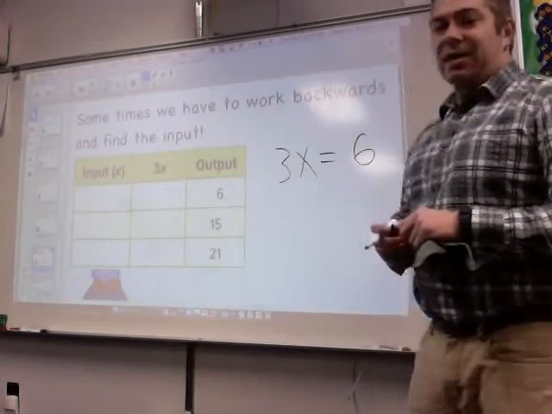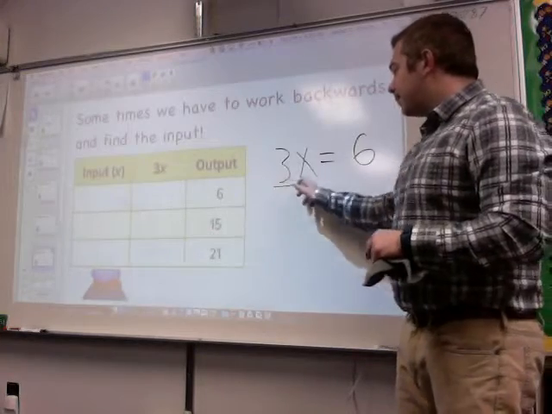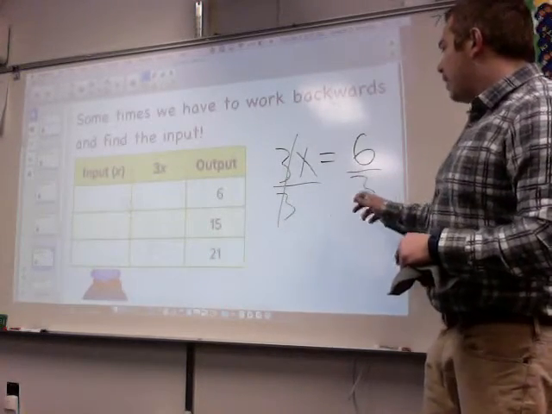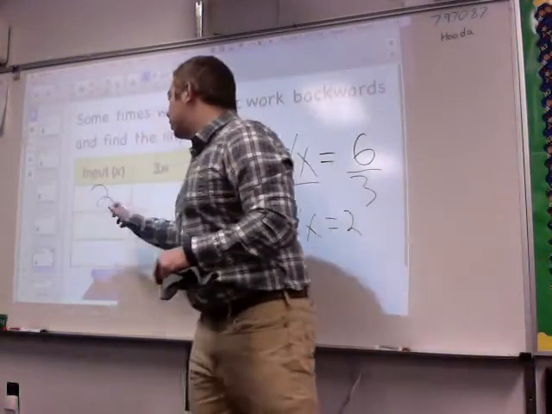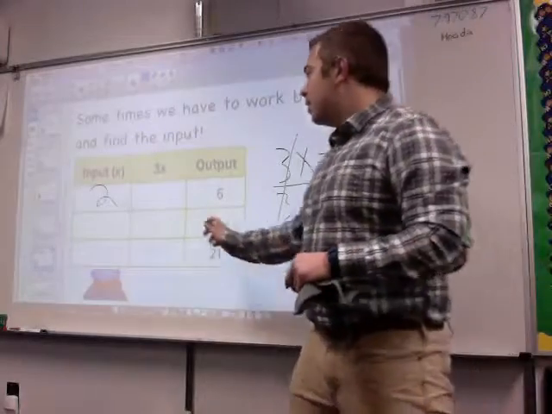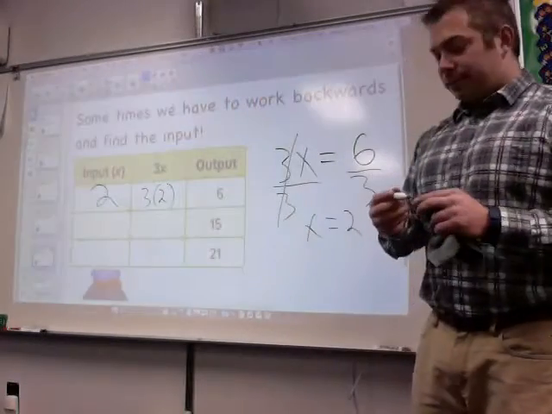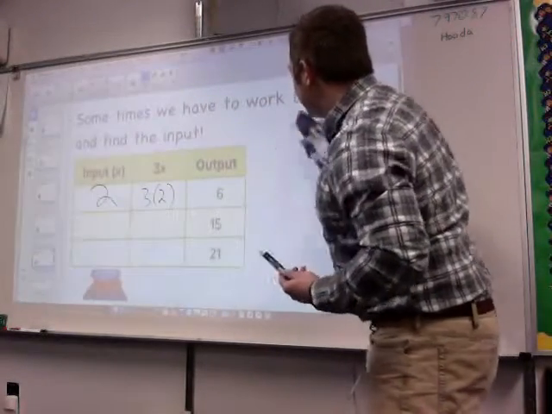So it's back to last chapter. I have to get x by itself. This is 3 times x, so I divide by 3, cancels out, divide by 3, and I get x equals 2. So my input would be 2. Now I could always check it by saying 3 times 2 will equal 6. All right, and I could do that for the rest of these as well.